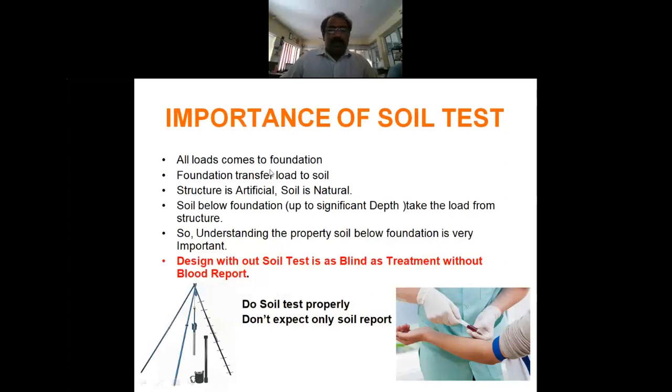All loads come to the foundation. The foundation transfers the load to the soil. The structure is an artificial material. Soil is a natural material.